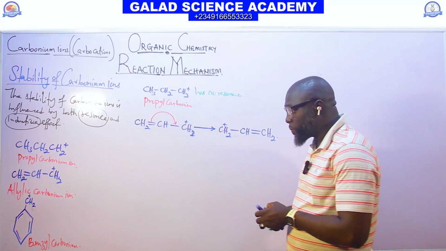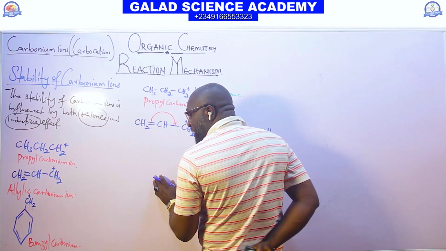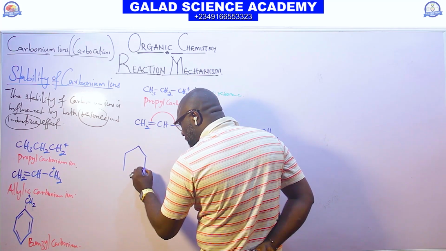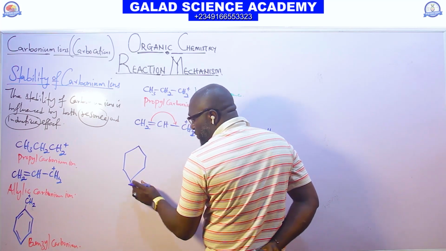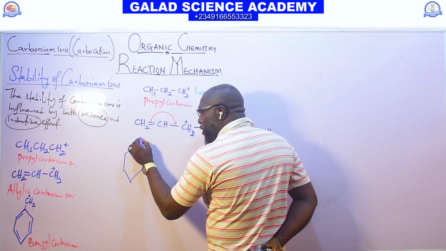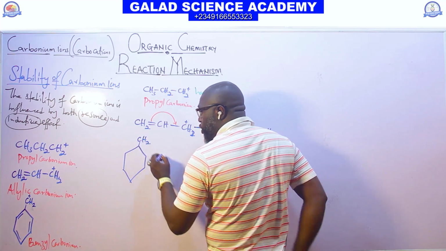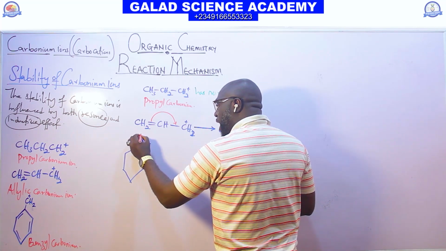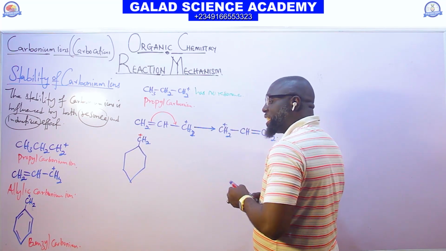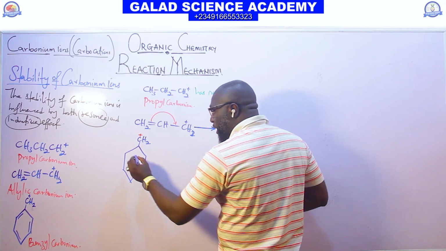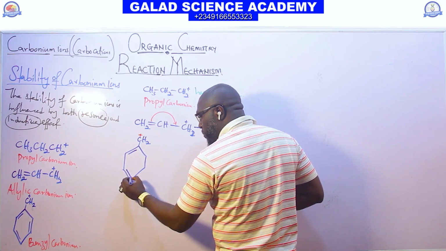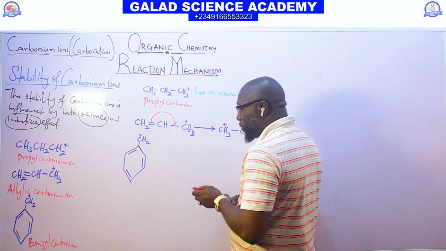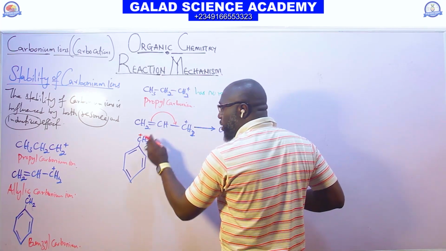For the third one, we have the benzyl carbonium ion. The benzyl carbonium ion is this. We have benzene, and we have CH2 here, and on top of the carbon here we have a plus. We call it the benzyl carbonium ion.